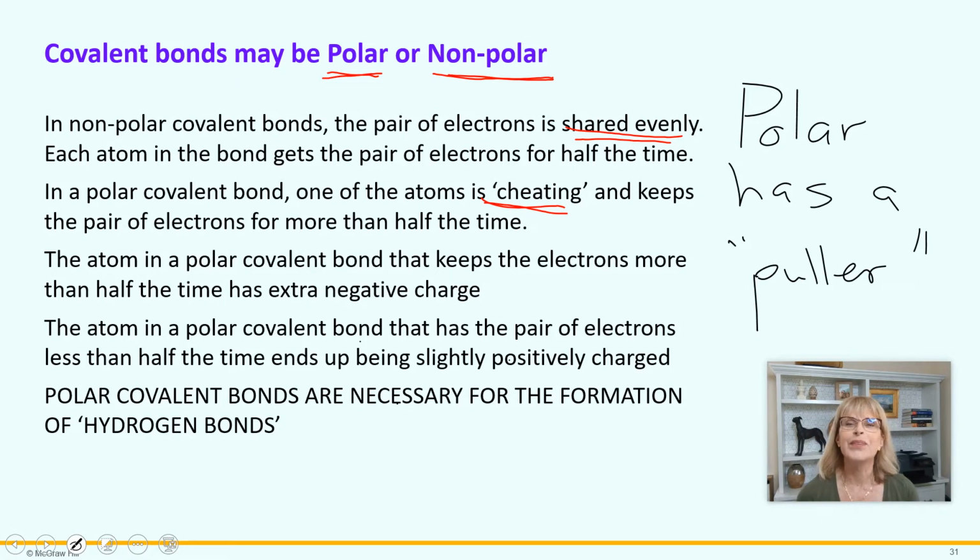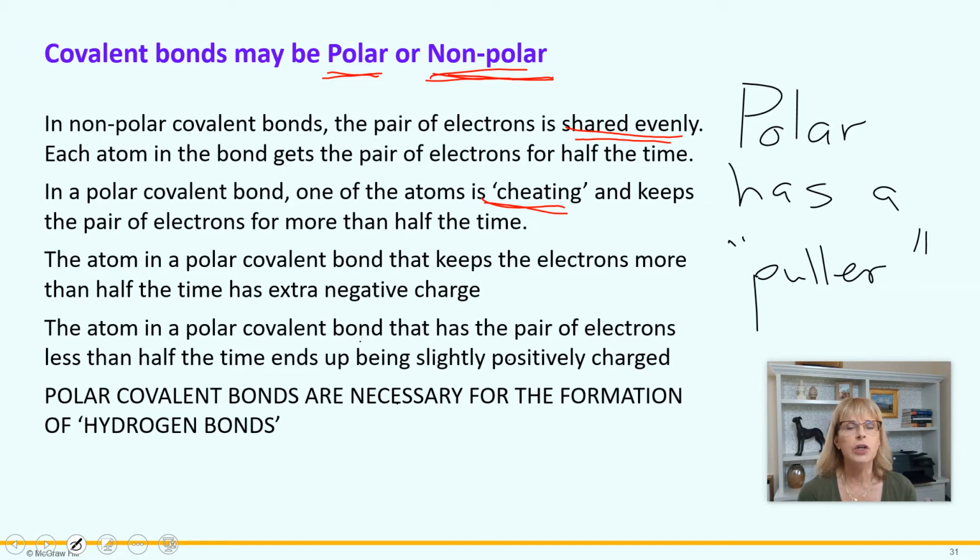So in that situation, if you and your friend were sharing it evenly, like I get it this week, you get it next week, I get it the week after that, that would be a non-polar covalent bond. Or maybe I get it Monday, you get it Tuesday, I get it Wednesday, you get it Thursday, I get it Friday, you get it Saturday, I get it Sunday, you get it Monday. That would be non-polar. But a polar covalent bond would be when one of you is cheating.